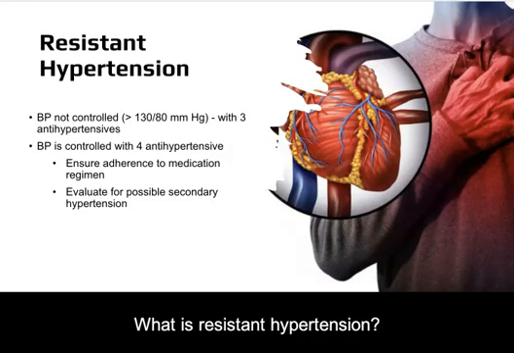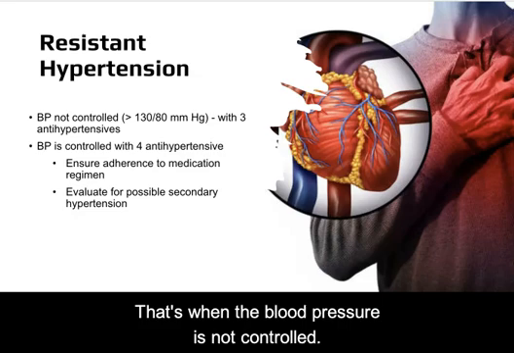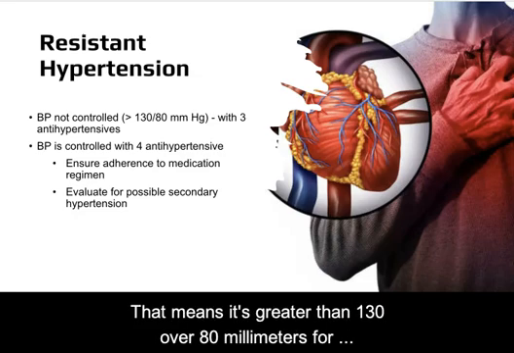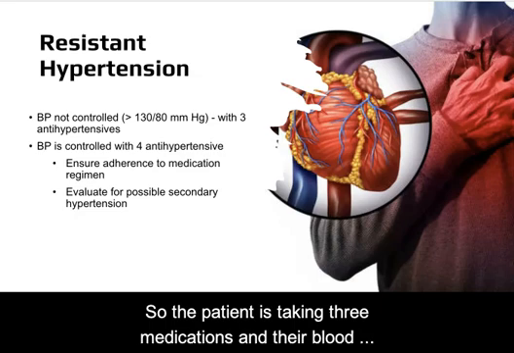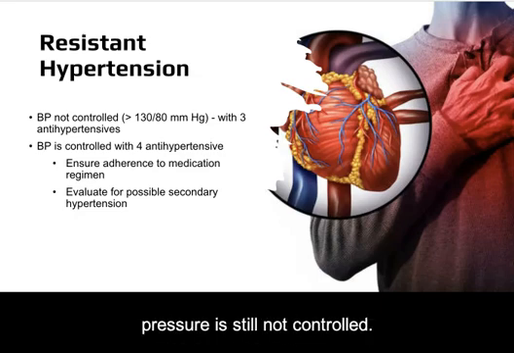What is resistant hypertension? That's when the blood pressure is not controlled. That means it's greater than 130 over 80 millimeters of mercury with 3 hypertension medications. So the patient is taking 3 medications and their blood pressure is still not controlled.